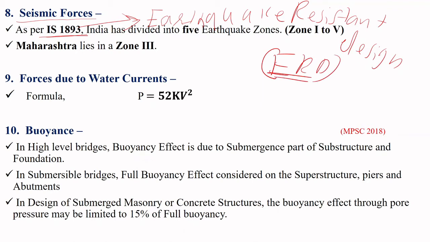Now as per IS 1893, India has been divided into five earthquake zones, ranging from zone 1 to zone 5. Maharashtra lies in zone 3, and you have to remember that for the seismic force in case of bridge design.